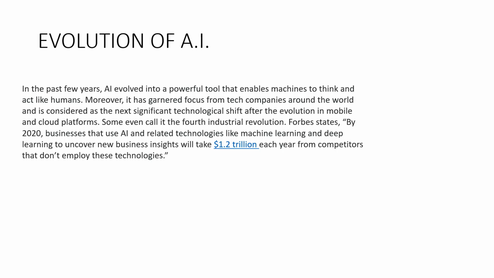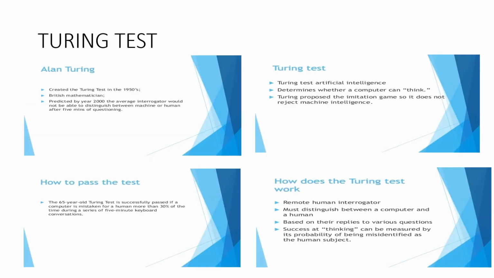So, what does Forbes say about that? It says that machines like AI and related technologies like deep learning and machine learning, don't worry, we will read about deep learning and machine learning also. In 2020, those who are using these may get a huge profit of around $1.2 trillion from their competitors who do not have such technologies. Okay, is it clear to you all? Now let us move to our next part.